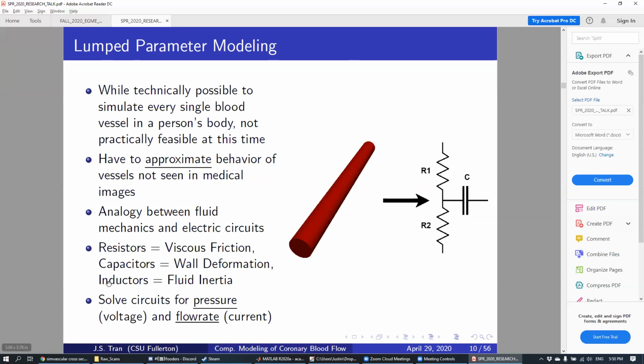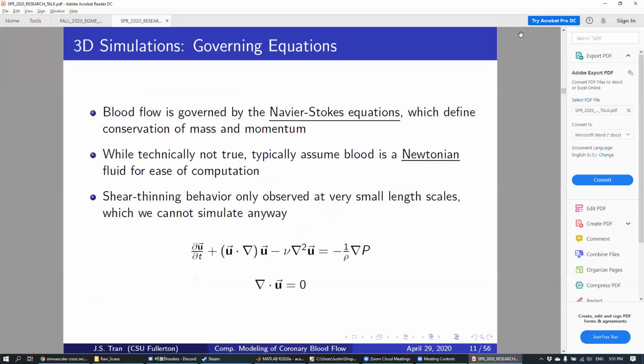The last most common circuit element that you'll see is an inductor, and an inductor models fluid inertia. Those aren't as common, but they are used sometimes. Once you have your circuit, you can solve those circuits for pressure and flow. Then you can actually use those as boundary conditions for your three-dimensional model. We'll come back to this a little bit later, but I just want to introduce the idea of lumped parameter modeling here.